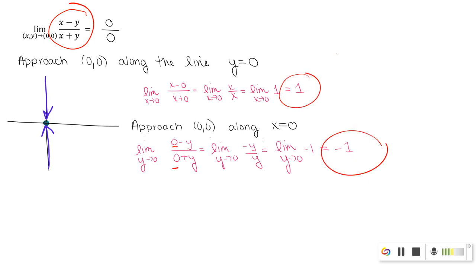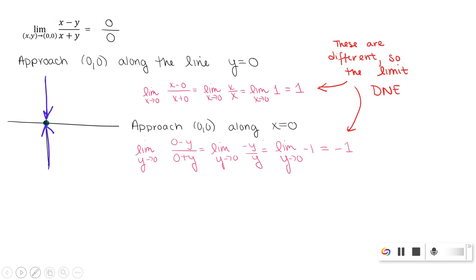Because these numbers are different, that means this limit doesn't exist. We could have checked in another direction as well, but once you find that two different directions give you different limits, that's enough to say that your limit doesn't exist.